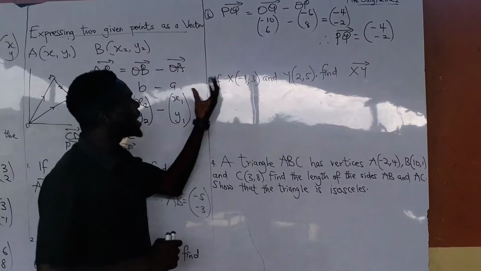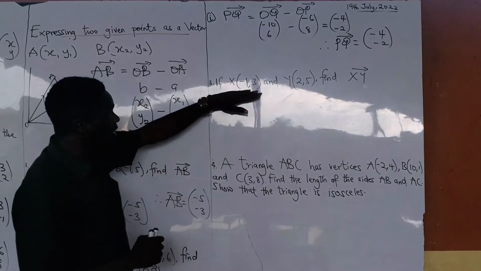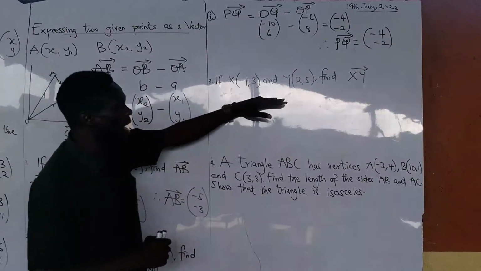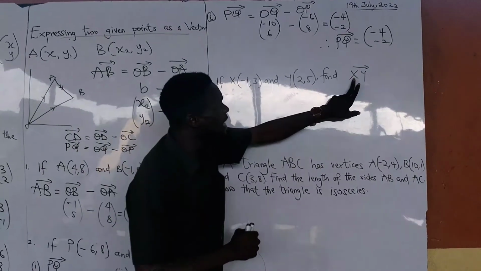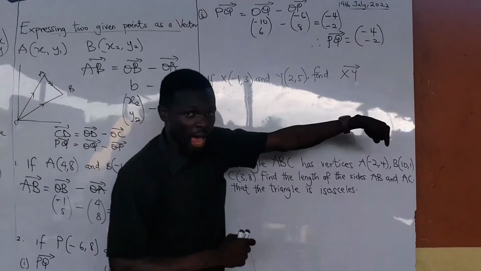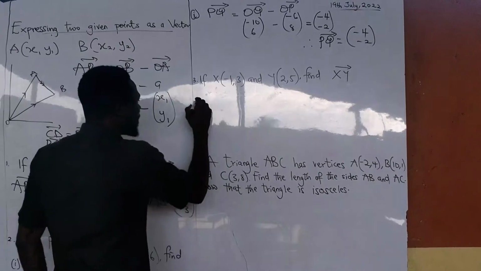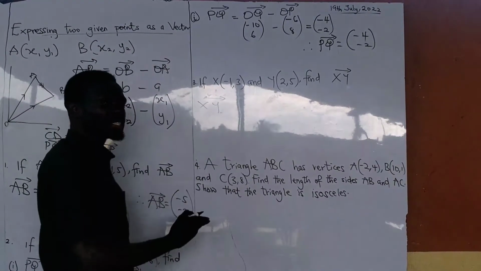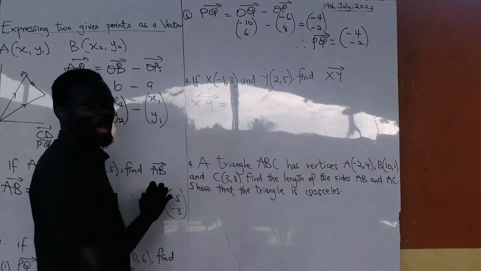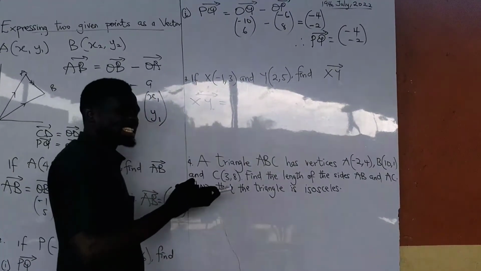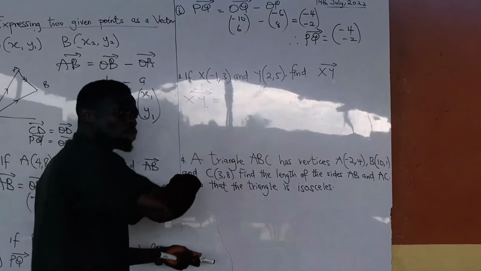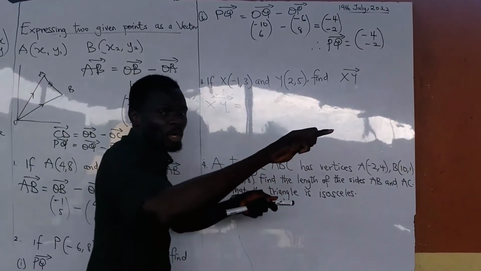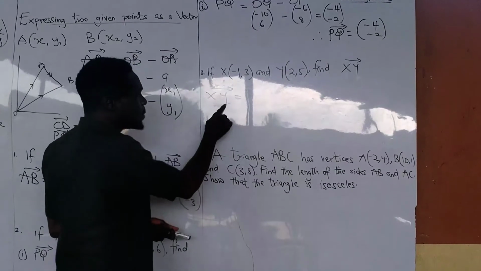Thank you. So we have here, if point X is this and point Y is this, find the vector XY. So I've been asked to find the vector XY. Now I know that to find the vector XY, I am going to subtract the first point from the second point. In other words, the second point minus the first. So what is the second point here?